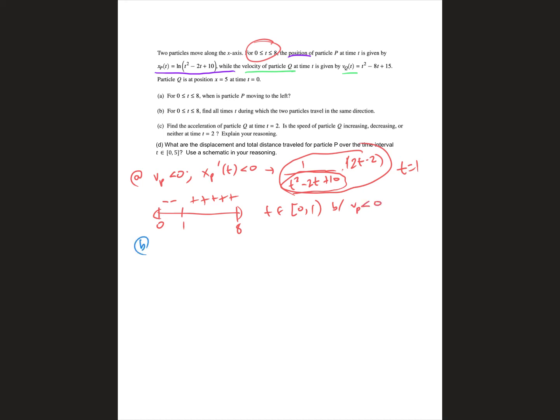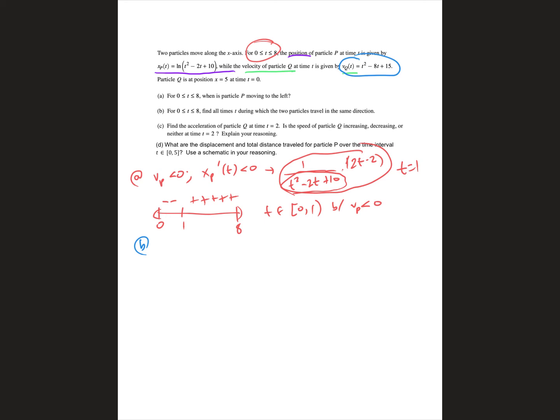Part B. Find all times during which the two particles travel in the same direction. Well, we already know which direction particle P is traveling. Now we need to know the direction of particle Q. Now, this is where you have to be careful. They already gave us the velocity of Q, so we don't have to take the derivative. We already have what we need.